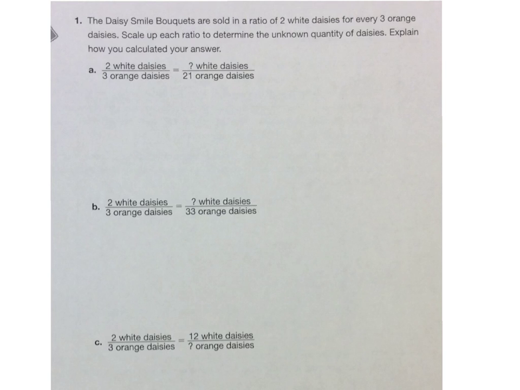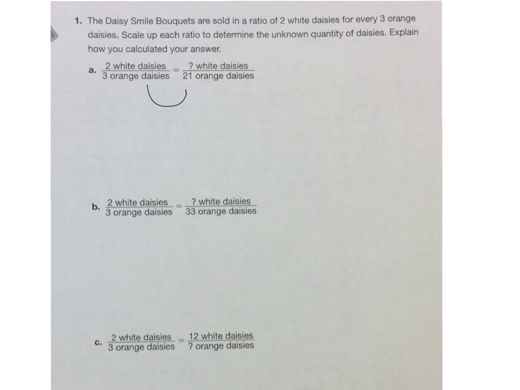The daisy smile bouquets are sold in the ratio of 2 white daisies for every 3 orange daisies. Scale up each ratio, determine the unknown quantity of daisies, and explain how you calculated your answer. You can explain this with mathematics, and I'll explain it by talking about it in addition to the mathematics. So you have 2 white to 3 orange, and it asks how many white daisies for 21 orange?